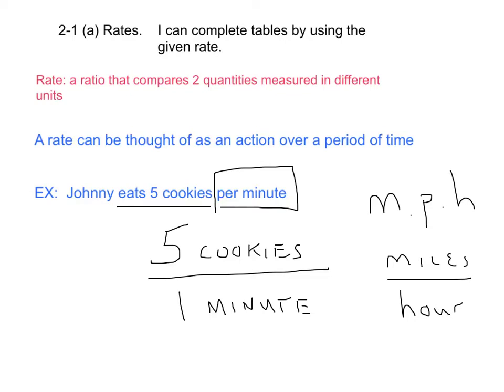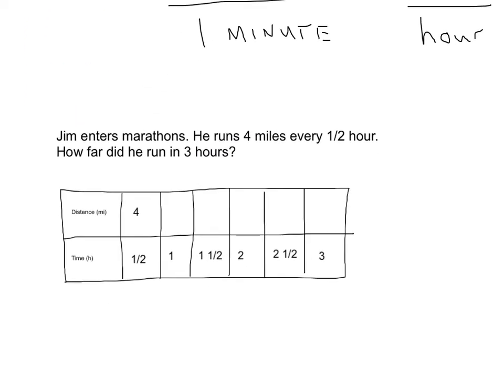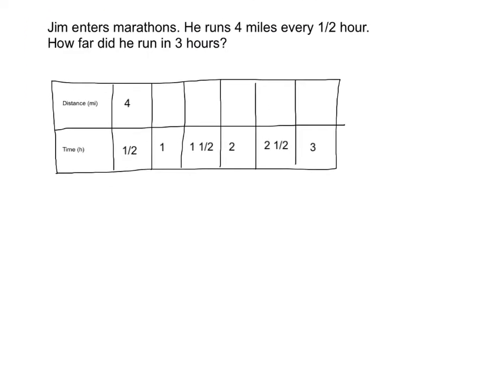Okay, so what I want to do now is use rates to complete a table and answer certain questions. So if I look at this right here, I'm given a table, and I'm told that Jim enters marathons. He runs 4 miles every 1/2 hour. How far did he run in 3 hours? Okay, so I'm going to use the rate of 4 miles every half hour to figure out how far he runs in 3 hours.